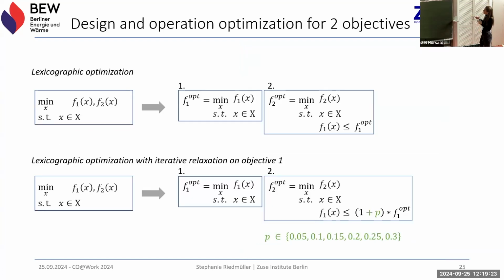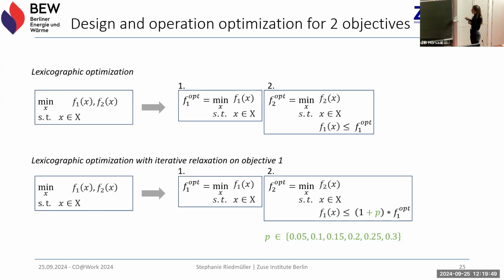Okay, yeah, I start with, because the whole problem is a little bit huge, 2 objectives. And I start with design and operation optimization, the integrated MIP that I showed you before. This is the normal lexicographic optimization, and I changed it the following way to get more than one solution. We just iteratively relax objective 1.